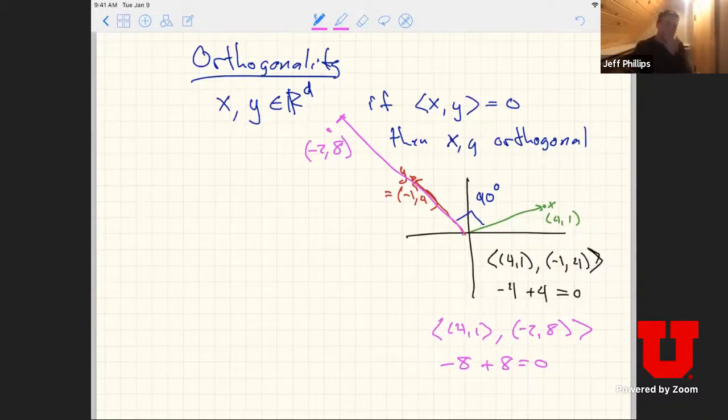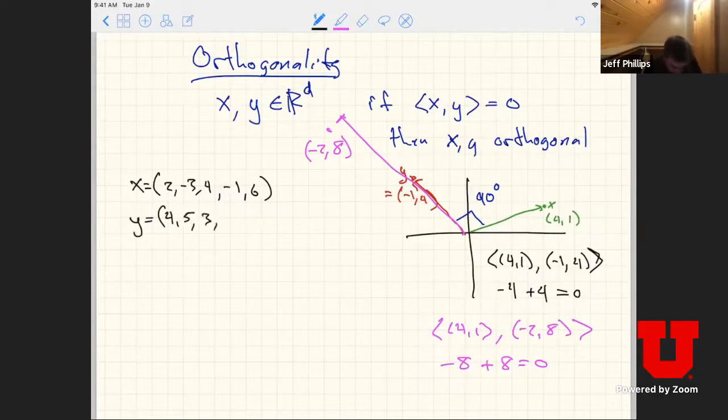And so if that angle is 90 degrees, then they are going to be orthogonal to each other. Let's go through a slightly longer example. Let's check if this x, 2, minus 3, 4, minus 1, 6, is orthogonal to y. This example I wrote down in my notes, and minus 2.